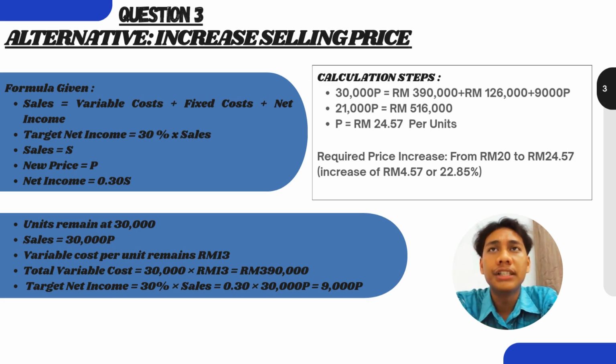So let's move on to the calculation steps. S equals 30,000P equals 390,000 ringgit Malaysia plus 126,000 ringgit Malaysia plus 9,000P. Move to the next step, which is 21,000P equals 516,000, and the final answer will be 24 ringgit 57 sen per unit. So the required price increase is from 20 ringgit to 24.57 ringgit. So here we know that there is an increment of 4 ringgit 57 sen or equal to 22.85%.